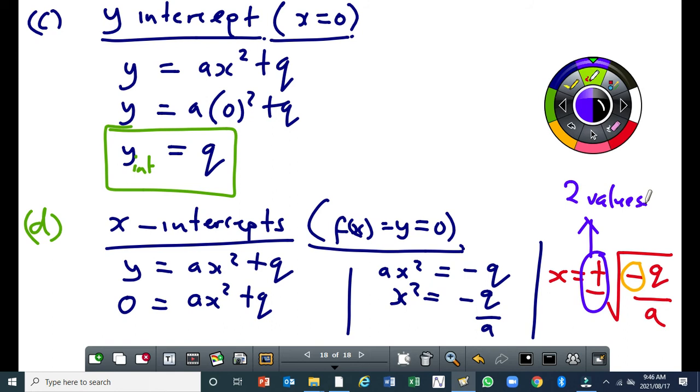So if you can memorize this, it means whenever you're asked to sketch the quadratic function, you know that the formula to calculate the x-intercept is x equals plus or minus the square root of q, divided by a. Identify your q, identify your a, calculate that, and get your two values. But if you can't do that, then you have to go via solving a quadratic equation.